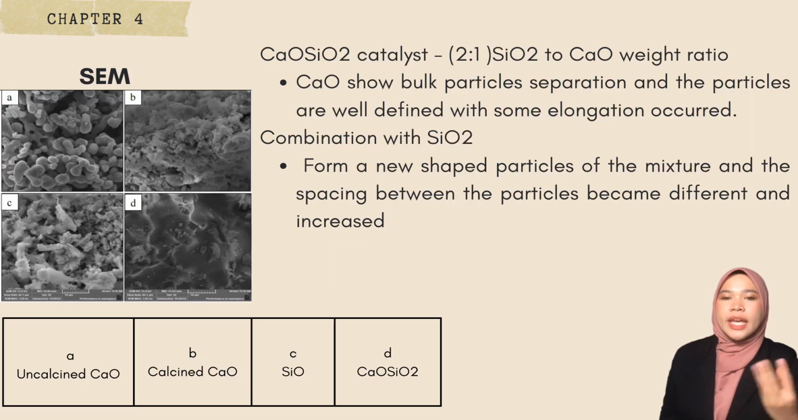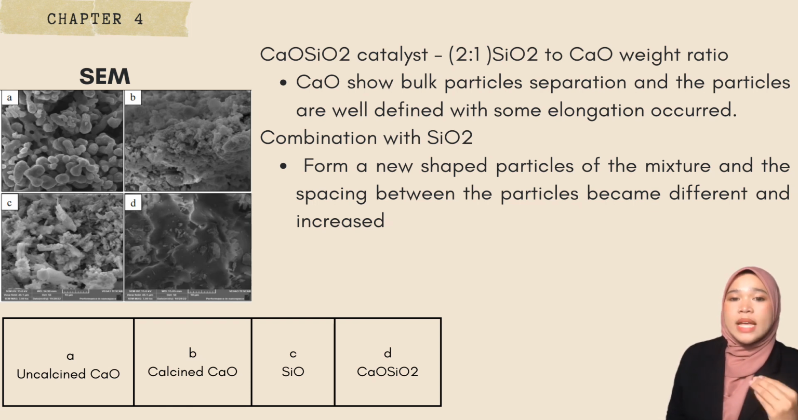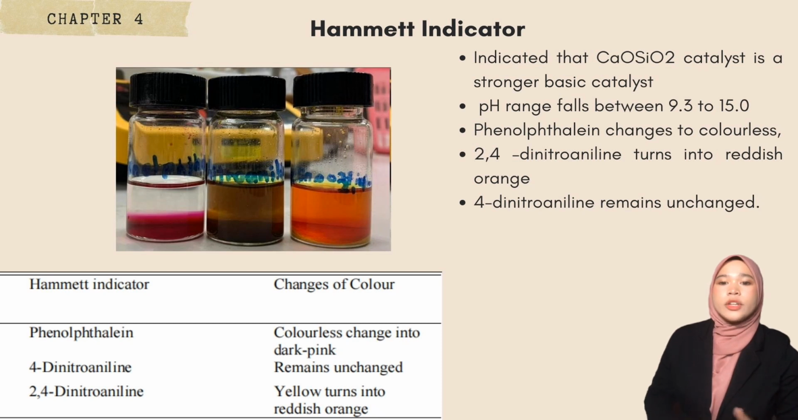Same image. A is the calcined CaO, B is calcined CaO, C is SiO2, and the last one, D, is CaO-SiO2. Okay, for the CaO-SiO2 catalyst using the ratio 2:1, CaO will show bulky particle separation and the particles are well defined with some elongation occurring. For the combination with the SiO2, a new shape of particles forms in the mixture, and the spacing between the particles becomes different and increases.